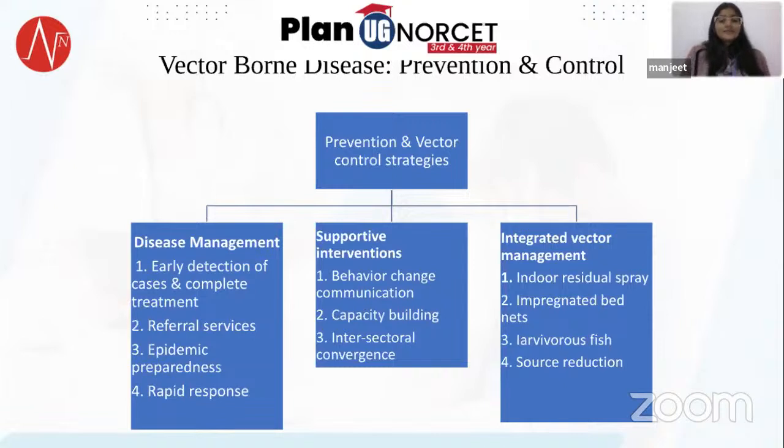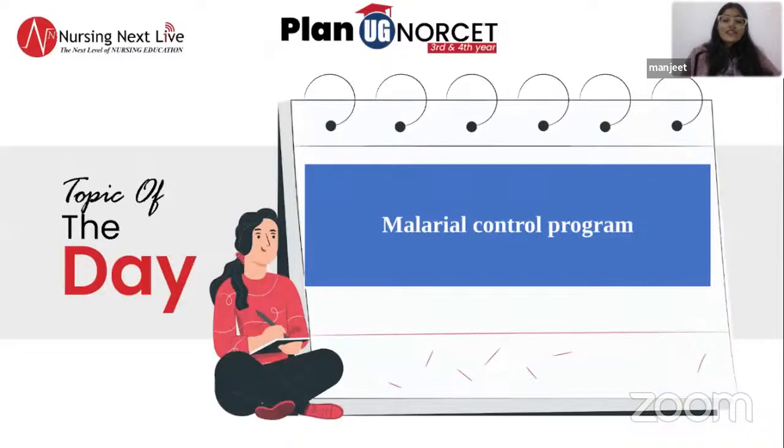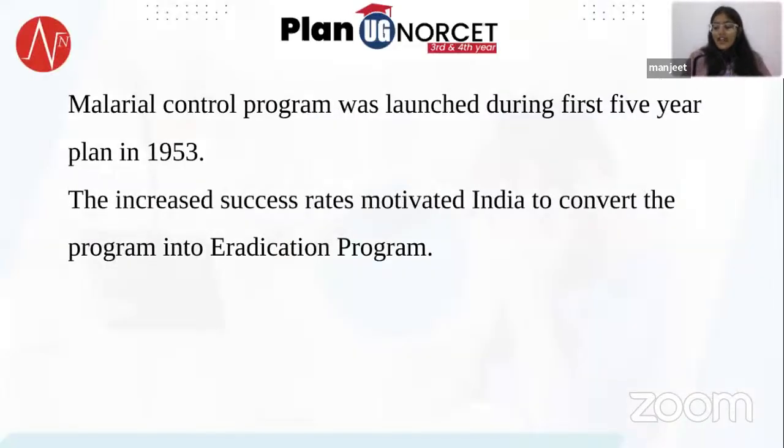Clear? So now we'll be discussing each of the programs in detail. And the first we'll be starting with the malarial control program. Now this program was launched during the first 5-year plan. So quickly tell me in the comment section below, when was the first 5-year plan launched?